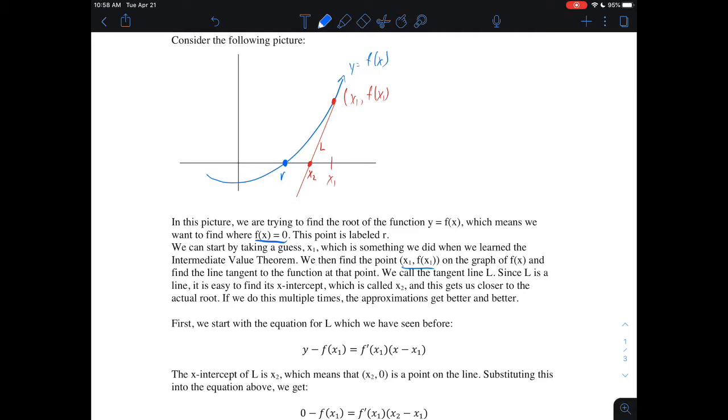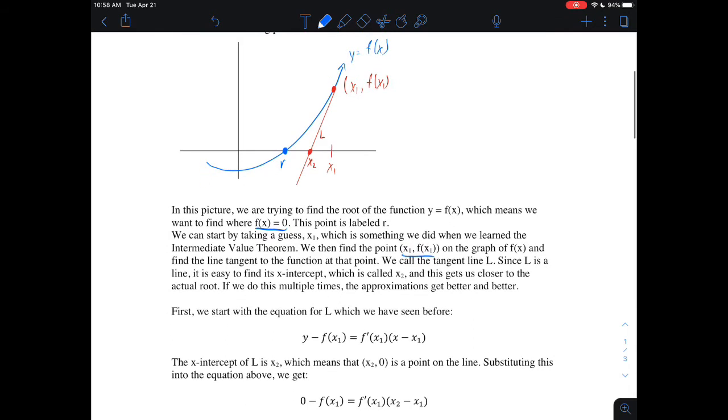And since L is a line, it is easy to find its x-intercept, which we're going to call x2. And notice that in this little picture example, it gets us closer to the actual root. If we do this multiple times, the approximations get better and better. So first, we're going to start with the equation for the tangent line, which we saw in the linearization section. y minus the function evaluated at the point x1 equal to f prime evaluated at x1, giving us the slope of the line, times x minus x1.